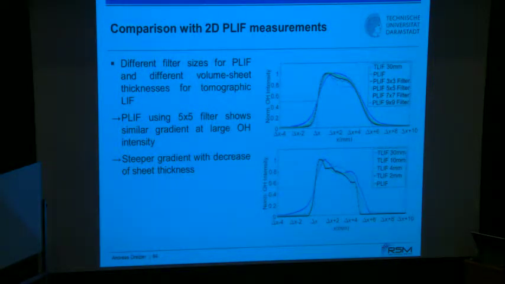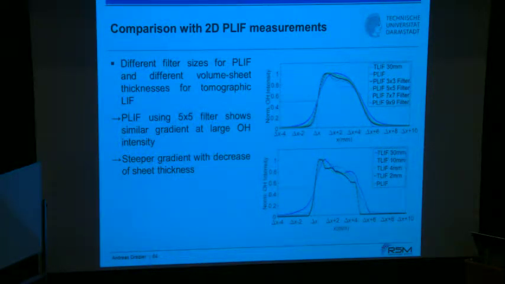The blue one is shown here with the tomographic PLIF, with really the full volume of 30 millimeters illuminated, and that's the blue line that can be seen over here. And then that is compared with 2D PLIF. The sheet thickness was, I think, 200 microns, and this is the red line. And you see the gradient of the 2D is steeper than that of the tomographic.